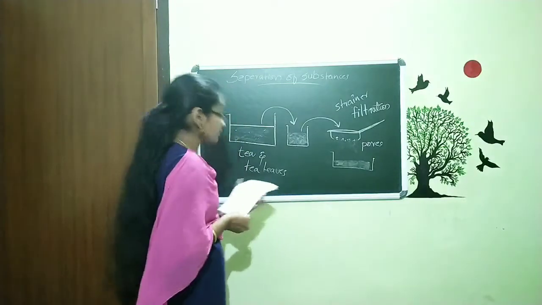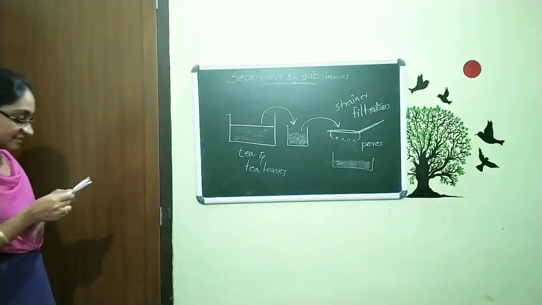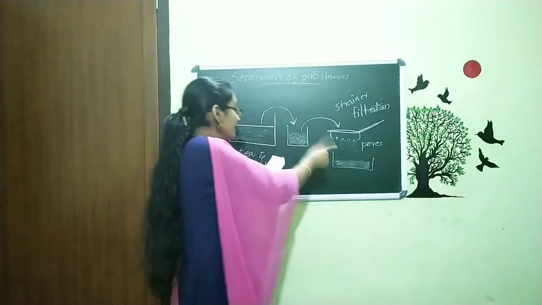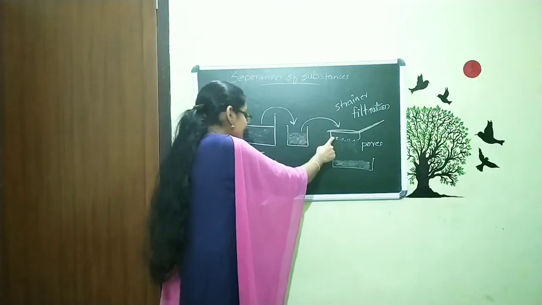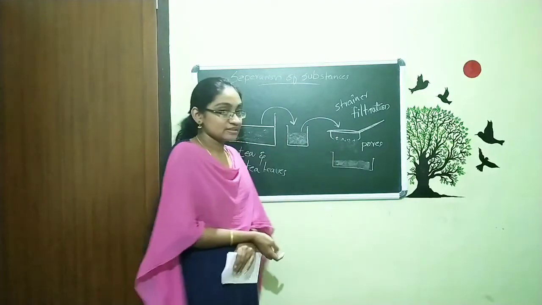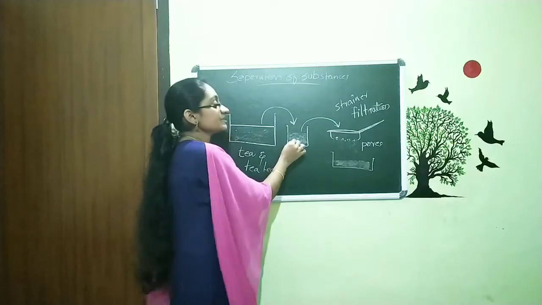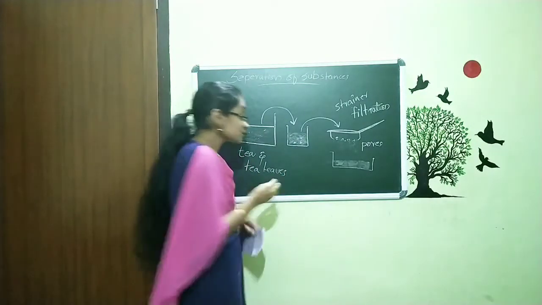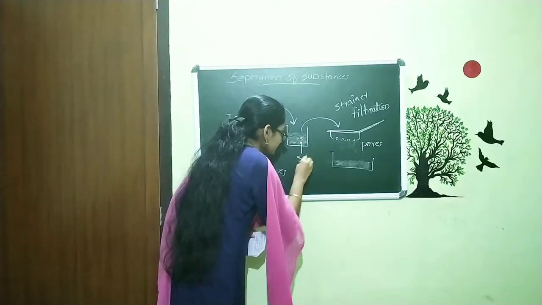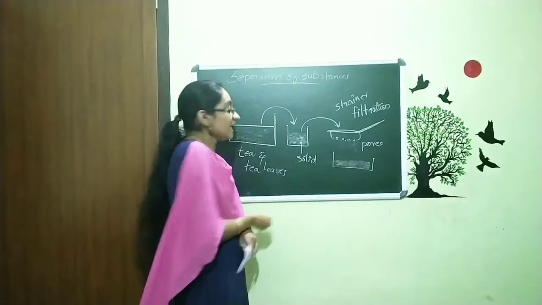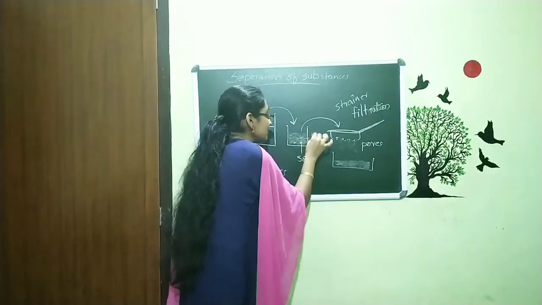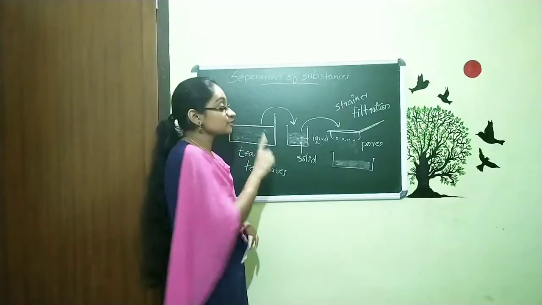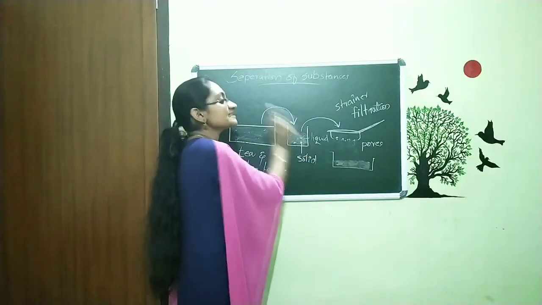And now we are going to define this term filtration. It is the process of separating solid from a liquid by passing it through the pores of a substance. I will explain. Here we have tea leaves. What is that? It is solid. And this is what? This is liquid, this tea. So our aim is to separate this solid from this liquid.